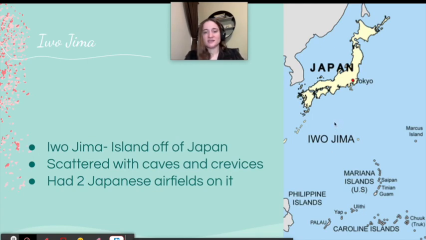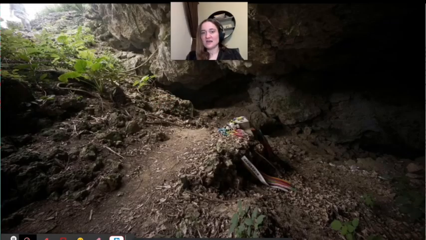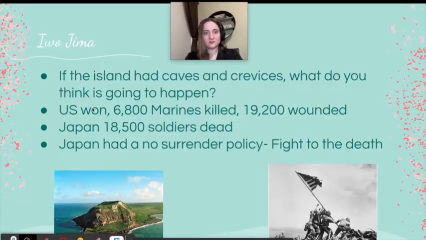So, Iwo Jima is an island off of Japan. It's very scattered with caves and crevices, and it had two Japanese airfields on it already. So here's a modern day picture. You can see it's a really hilly, really mountainous island, and there's just a bunch of little caves. Very good for hiding. If it had a bunch of caves and crevices, what is it good for? It's good for soldiers hiding. So the U.S. won the battle of Iwo Jima. 6,800 Marines were killed, 19,200 were wounded, which seems like a lot, but compared to the Japanese, they had 18,500 soldiers dead after this. That's a huge blow to them.